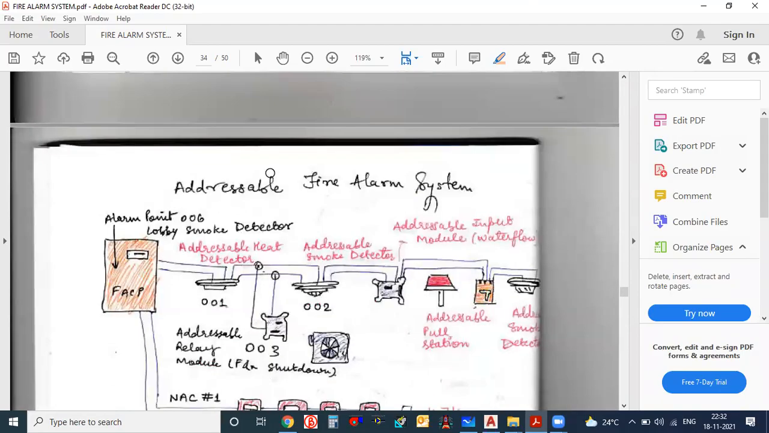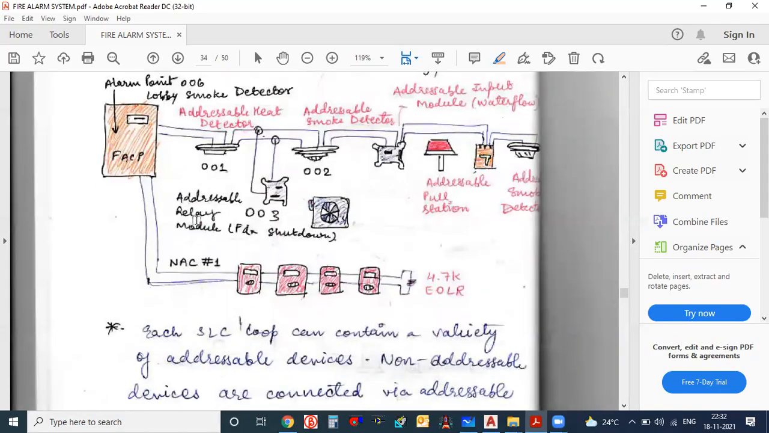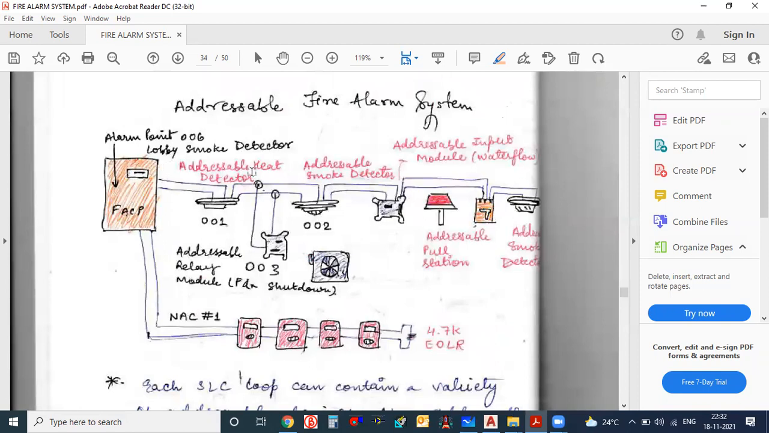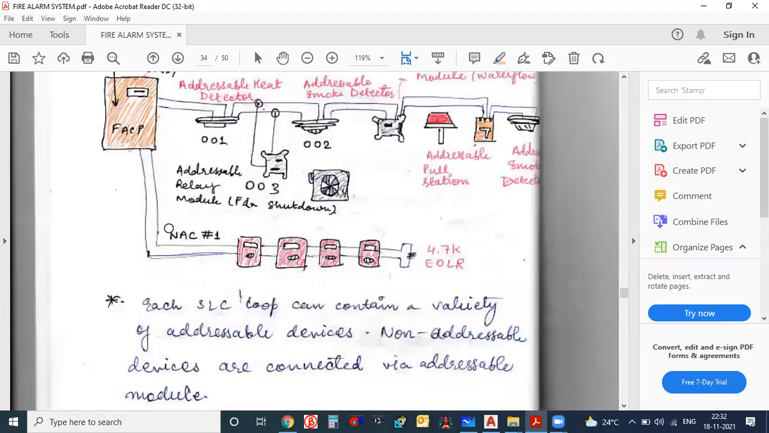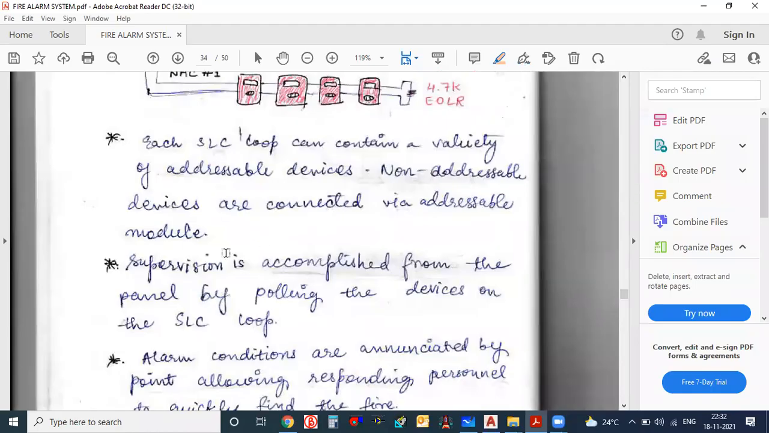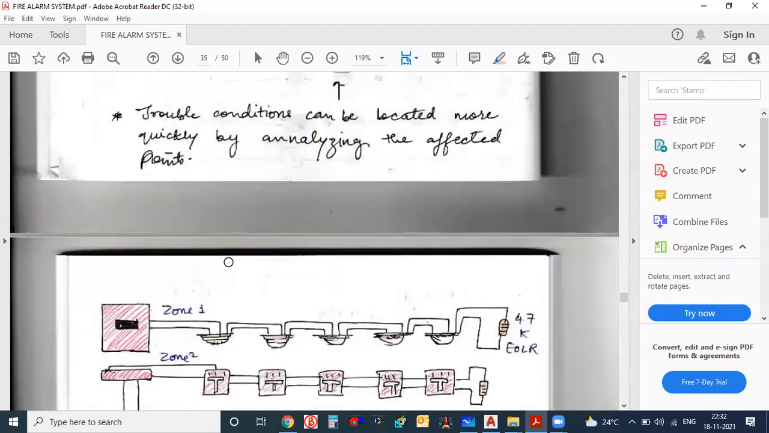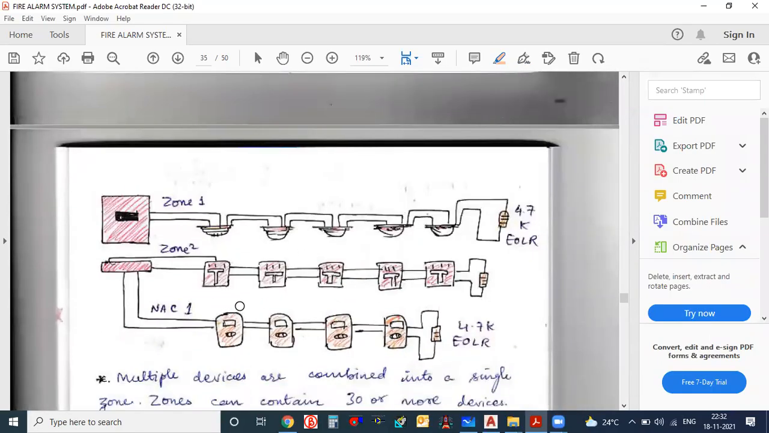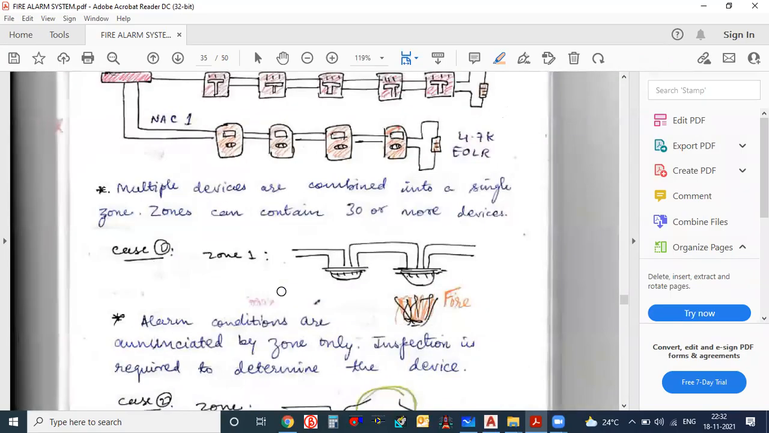Okay. Addressable fire alarm system, how it is connected. Alarm point, addressable heat detector, addressable smoke detector, addressable input module, and addressable pull station. Some things are given here, and some points are written here. You can just check zone 1, zone 2. I want to show you one important point here actually.